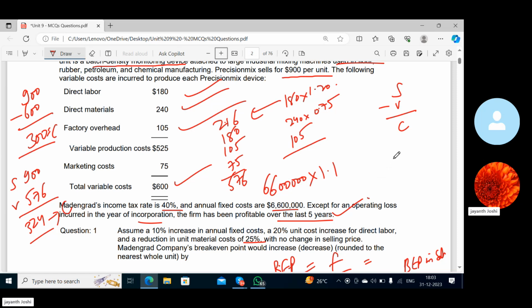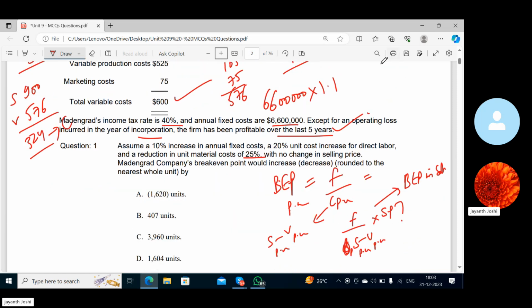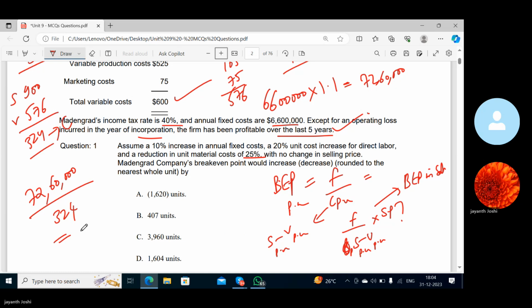Why did we find out the contribution? Because fixed cost divided by contribution is break-even point. Fixed cost has increased, so what is the value of fixed cost here? 72,60,000. So fixed cost by contribution. What's the break-even point in units? 22,407.4. So we will keep it 22,407.